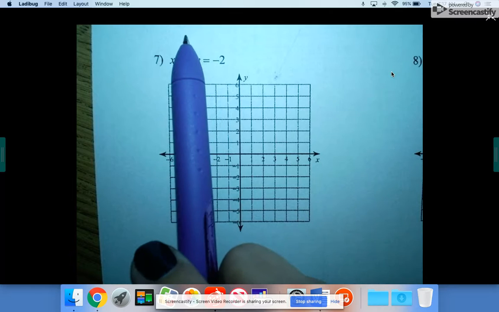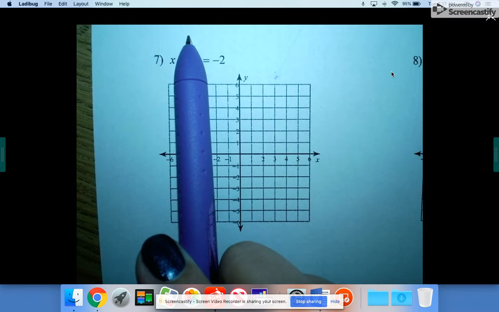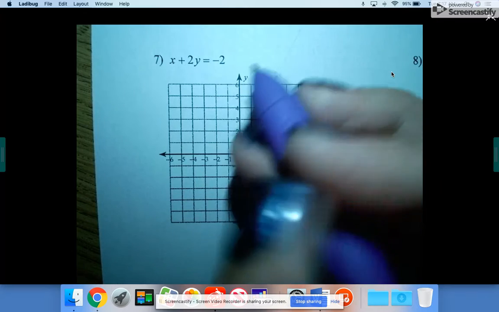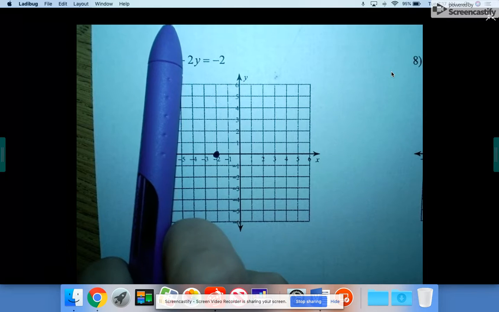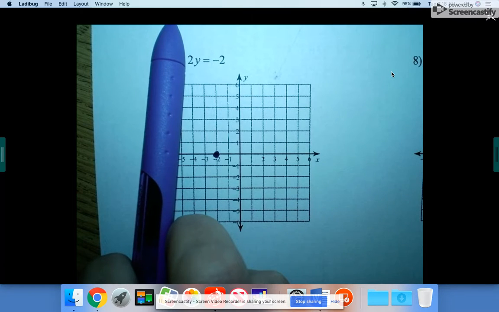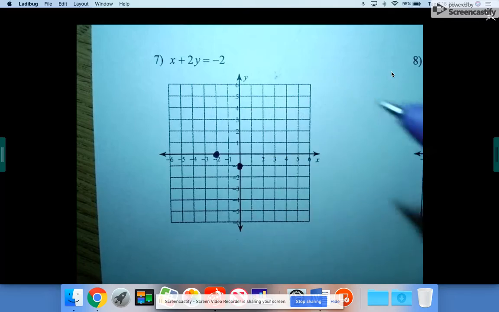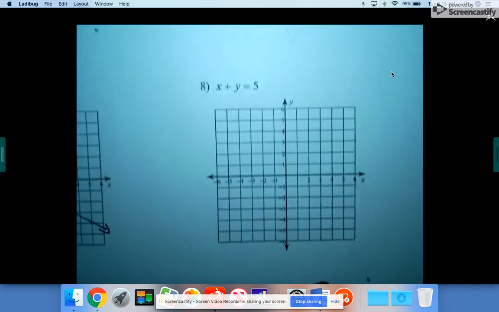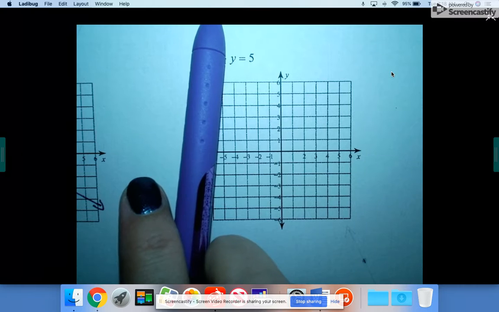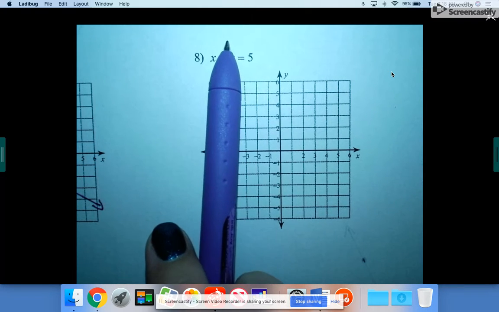All right, x is already done for us. X is negative 2. So x-axis, negative 2. Y is 2 times some number. Whoops. 2 times some number is negative 2. So that would be 2 times negative 1. So on the y-axis, negative 1. All right, you can cover up each of these. Y equals 5. Guess what else? X equals 5. So this one is 5 and 5.